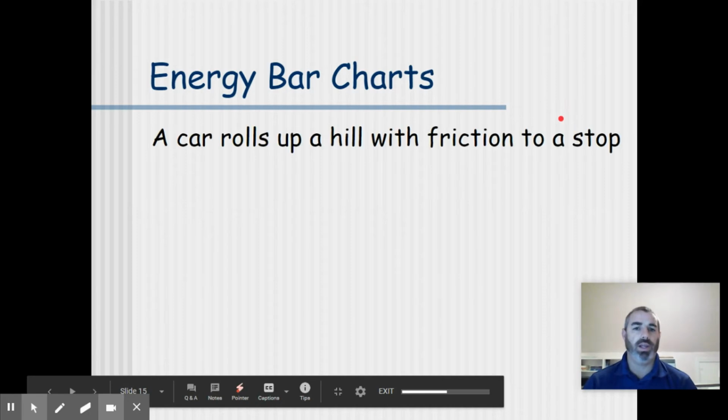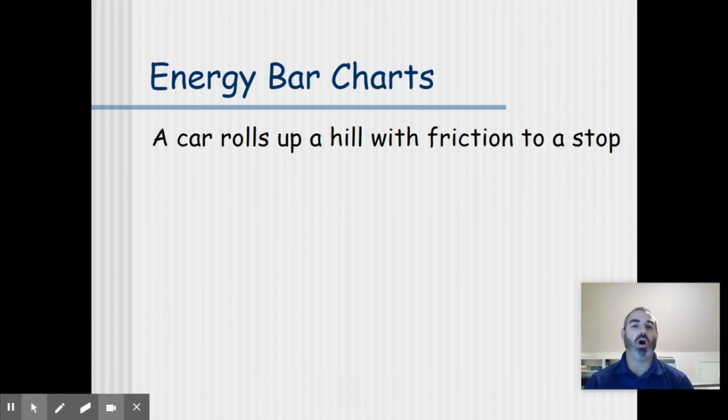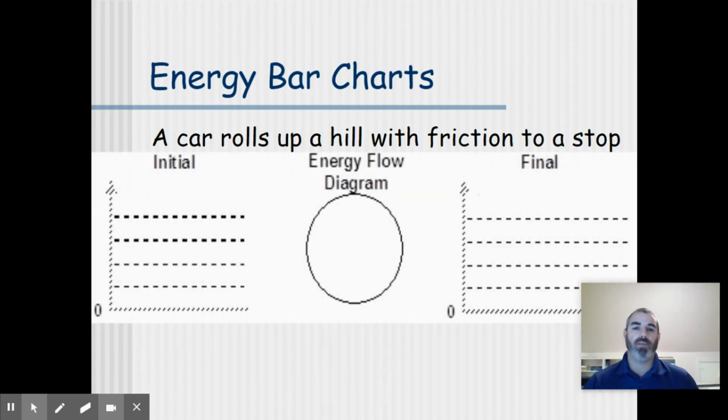All right, so here is another situation that we're going to draw a bar chart for. And that is a car rolling up a hill, and it has friction, and it rolls to a stop at the top of the hill. So we're going to start with our blank bar chart, and we have the initial situation, we have our energy flow diagram, and final situation. We're going to discuss the situation where we have only, again, mechanical energy in the system. So what do we have?